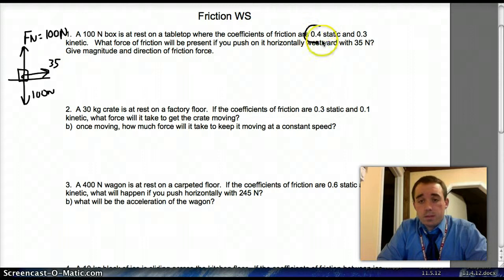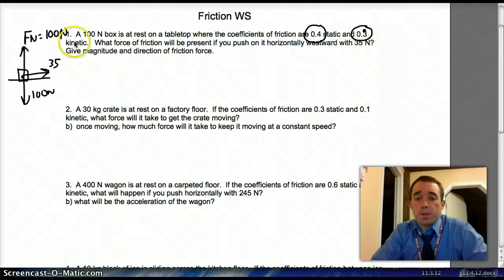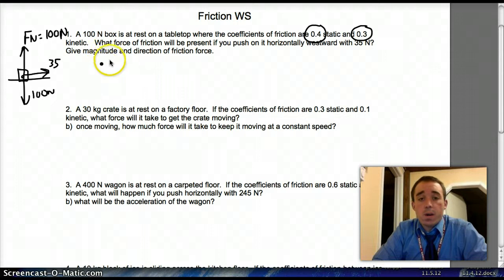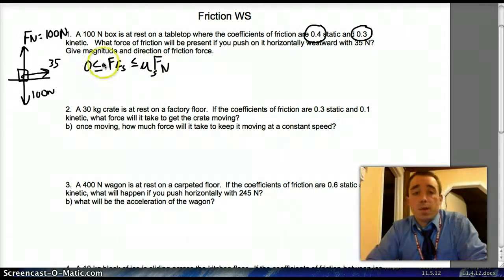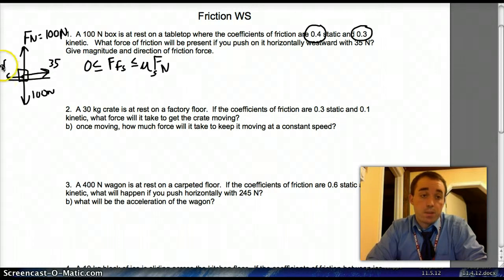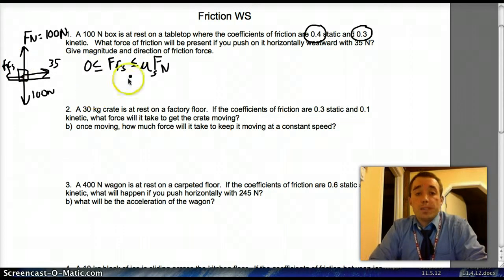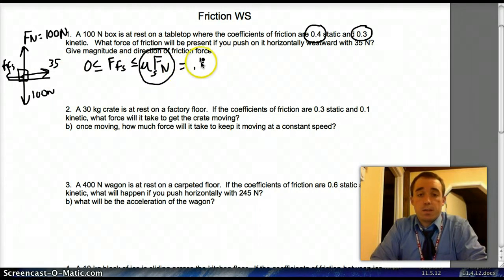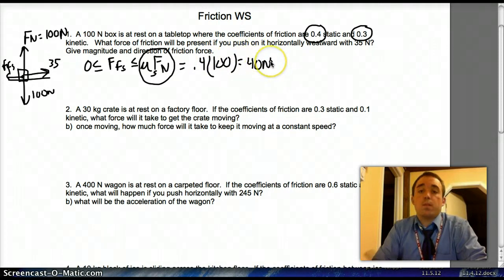What I do is when I see these numbers, coefficients of friction, I calculate what those are. The static friction force ranges between 0 and mu static times normal force. What that means is the force of friction, this backwards FFS, if it's not moving, will push exactly as hard as I'm pushing up to this value. And this value is in this case 0.4 times 100, which is 40 newtons.